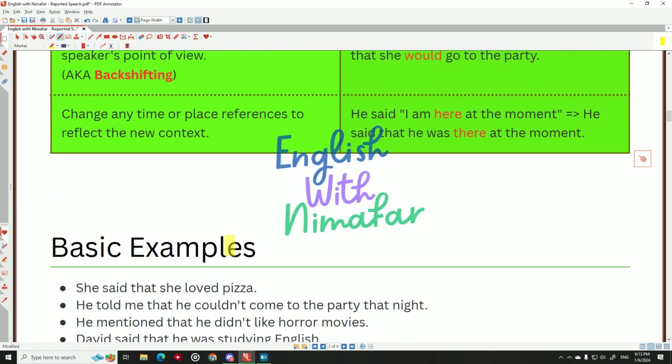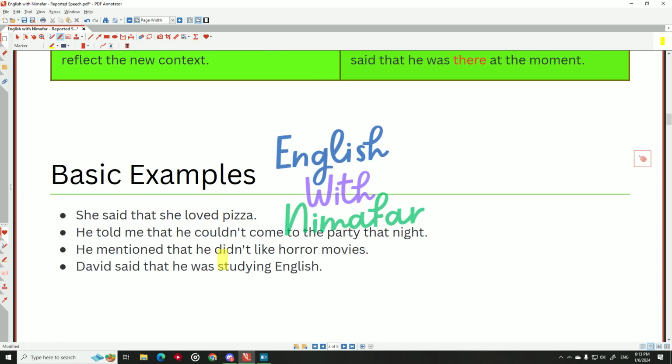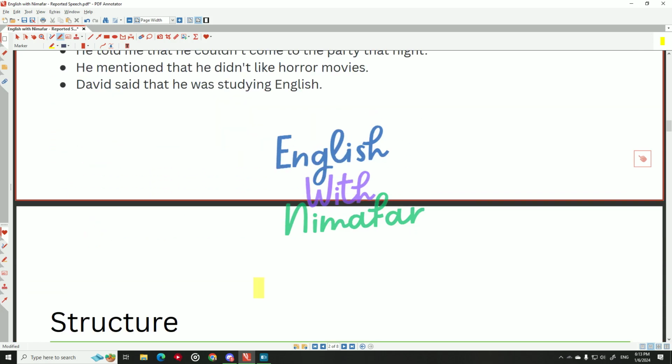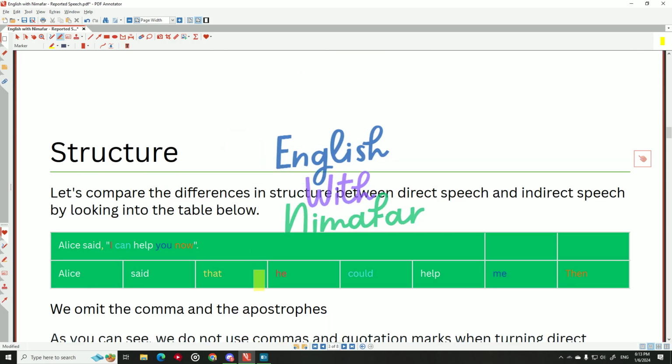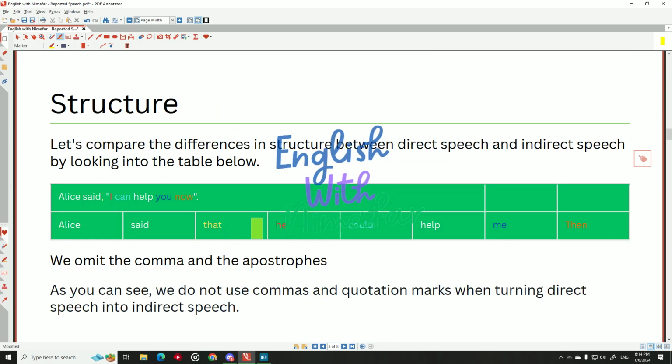Got it. Okay, good. Basic example. She said that she loved pizza. He told me that he couldn't come to the party that night. He mentioned that he didn't like horror movies. David said that he was studying English. Okay. So, now we're gonna talk about it.